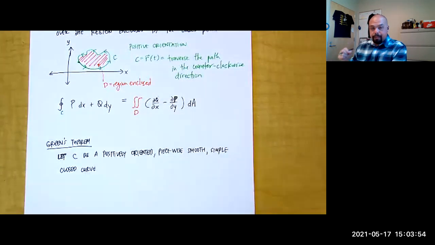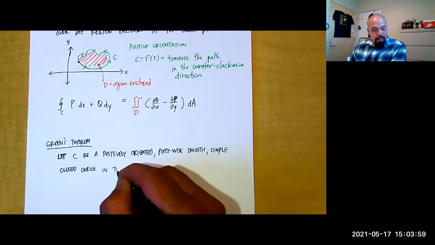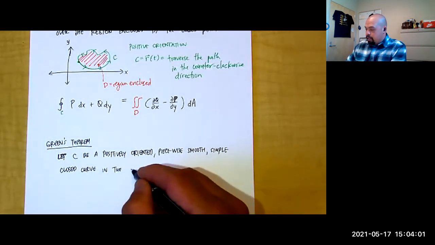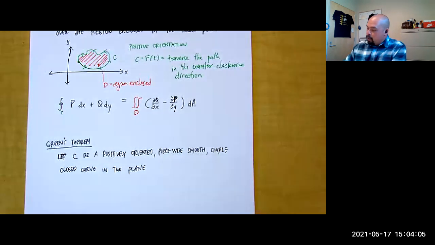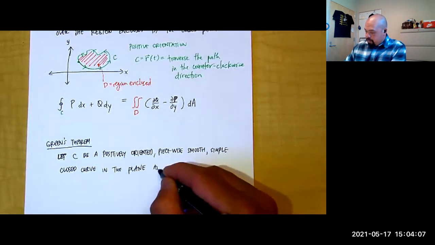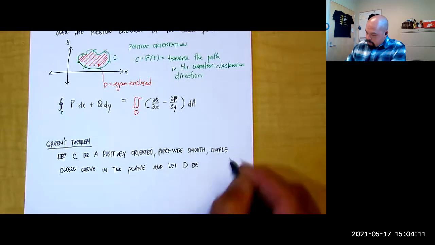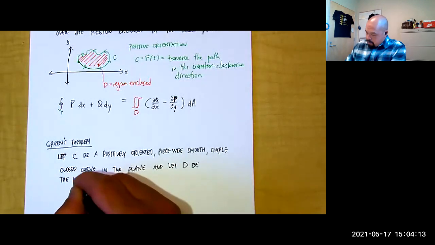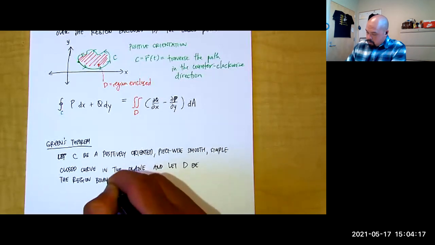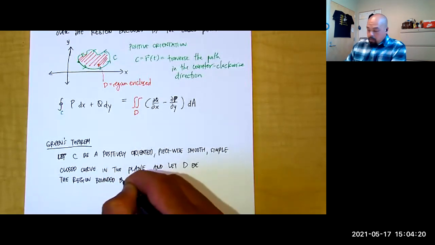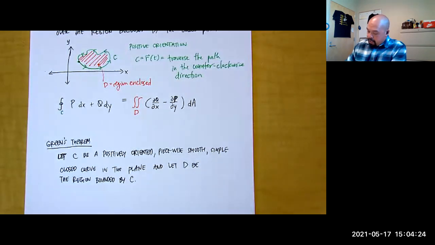It's closed, right? Closed curve in the plane, whether it'll be the most common xy plane, but it could be in the yz plane, xz plane. And we're going to let D be the region bounded by that closed curve C.